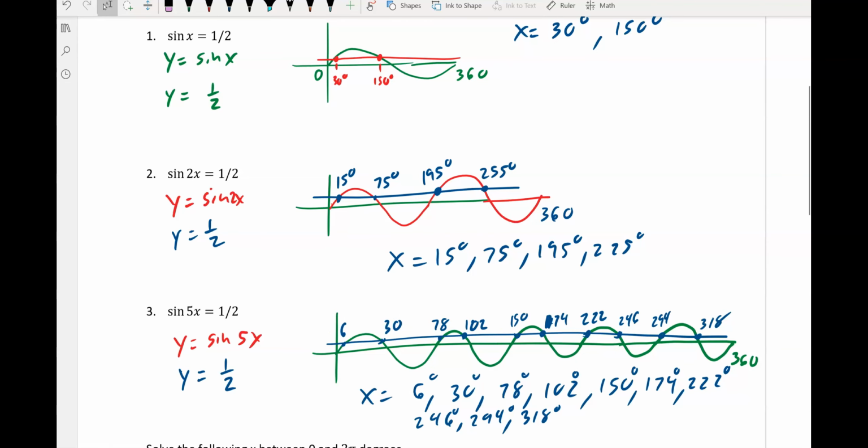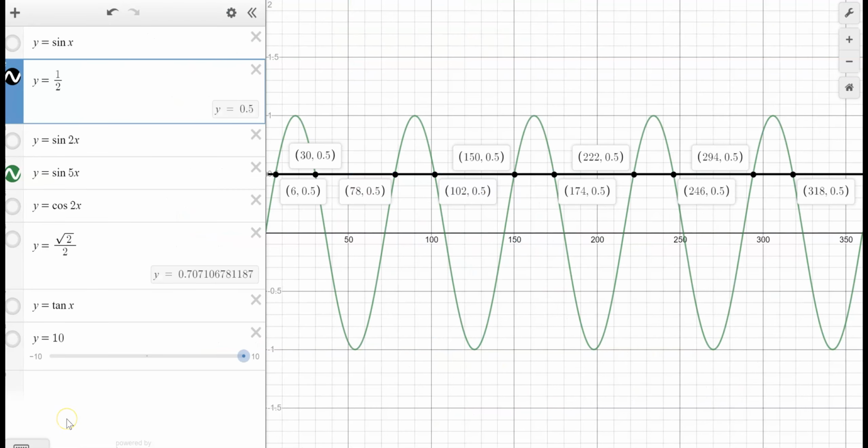And then Desmos should look like this. And there they all are. And you can also use the TI-84 as well to do the exact same thing, but it's a lot. That's going to be 10 answers to find.